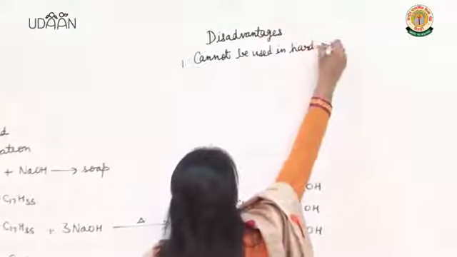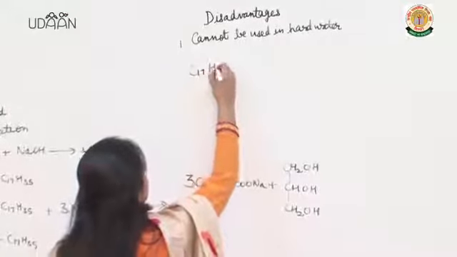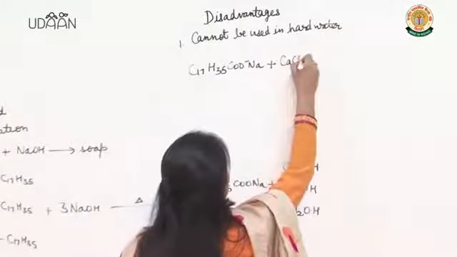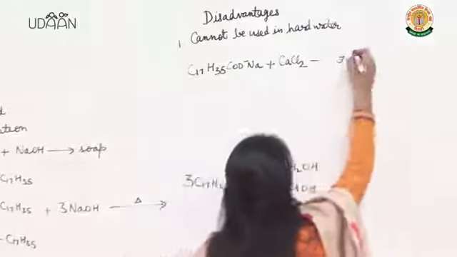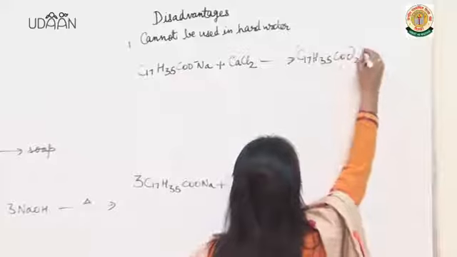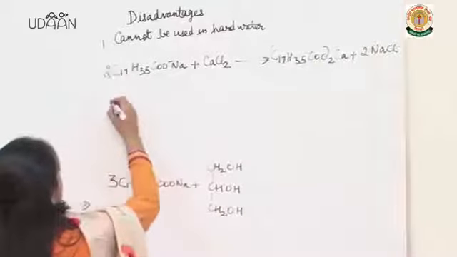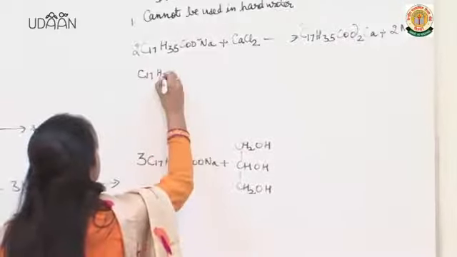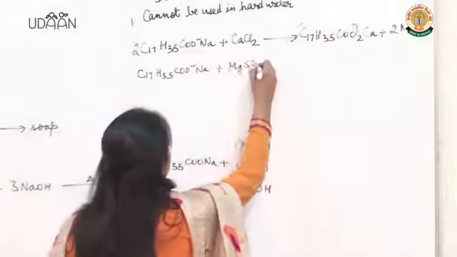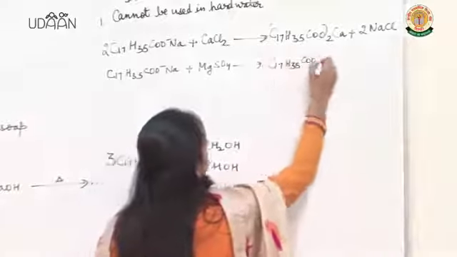Now what is the reason? First is, if we react soap with calcium chloride which is present in hard water, it forms scum or precipitate which adheres to the fabric. Similarly, it also reacts with magnesium sulfate which is present in hard water to form scum which adheres to the fabric.